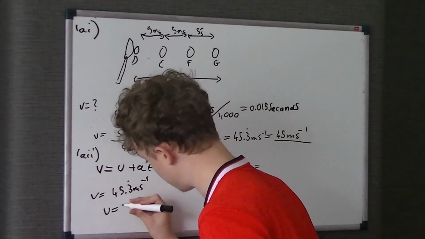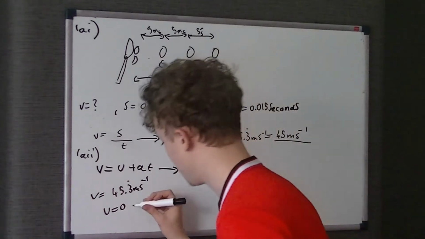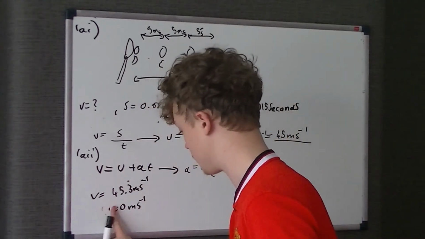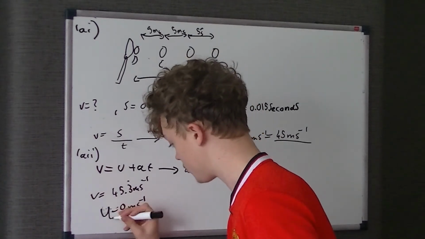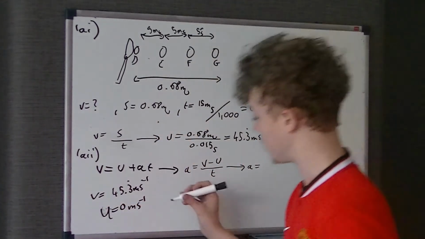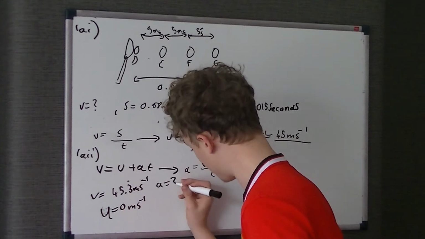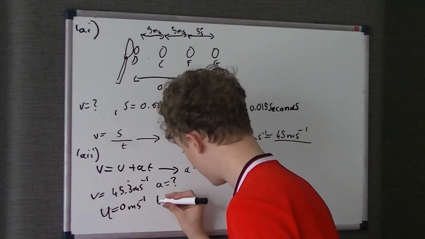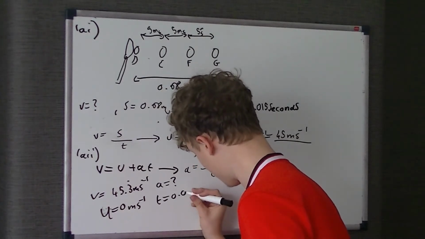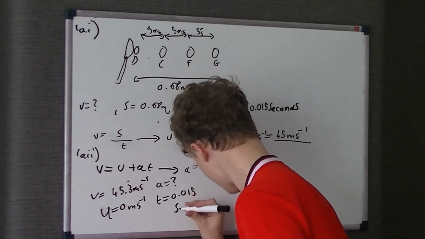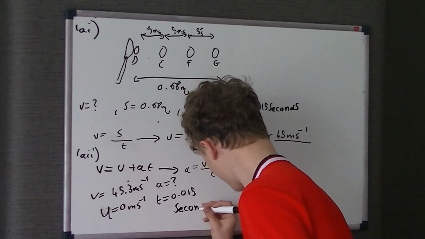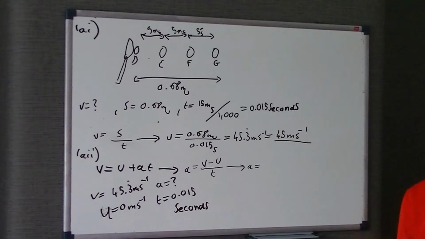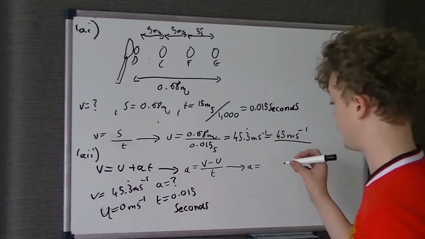U, well, that's 0, as it's just leaving the part of D, 0 meters per second. So that should be U. Just make that a bit more obvious. We don't know A, so just put a little question mark next to it. We know T is 0.015 seconds. It does seem easy, this stuff, but you need to do it anyway, because sometimes it's the difference between a grade.